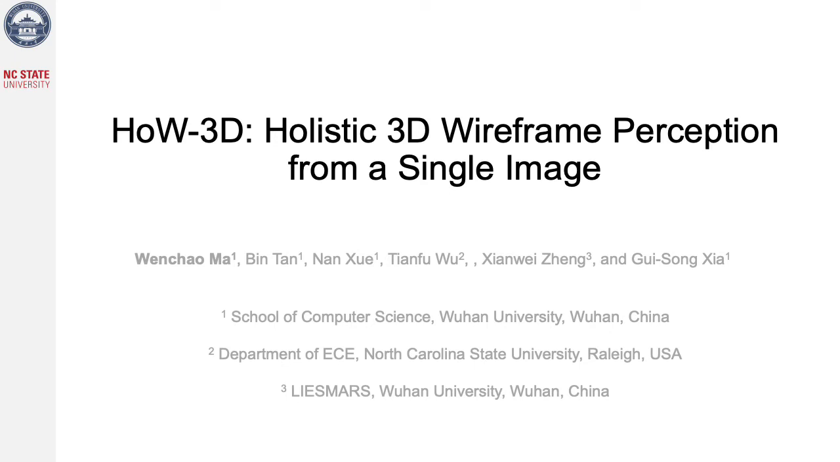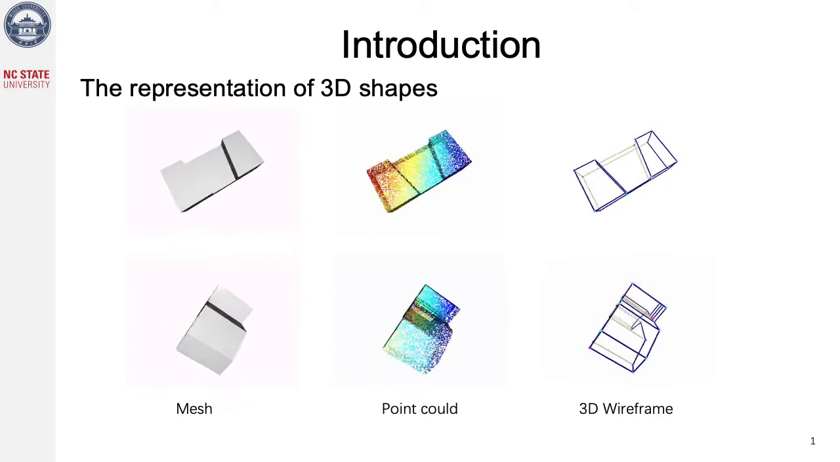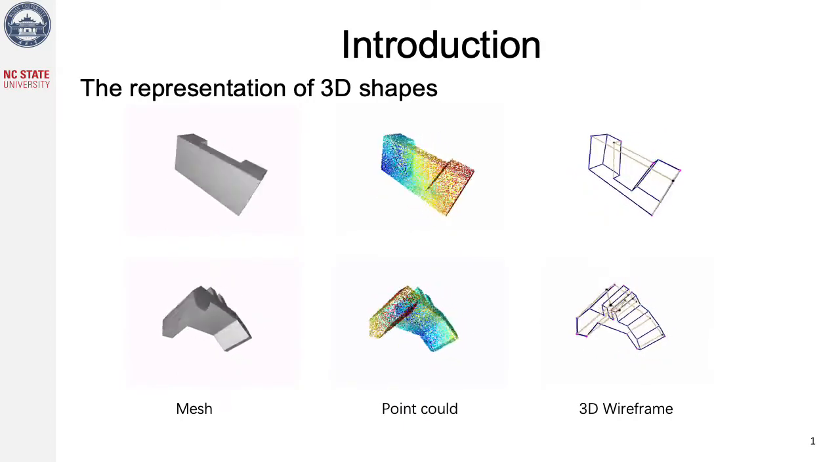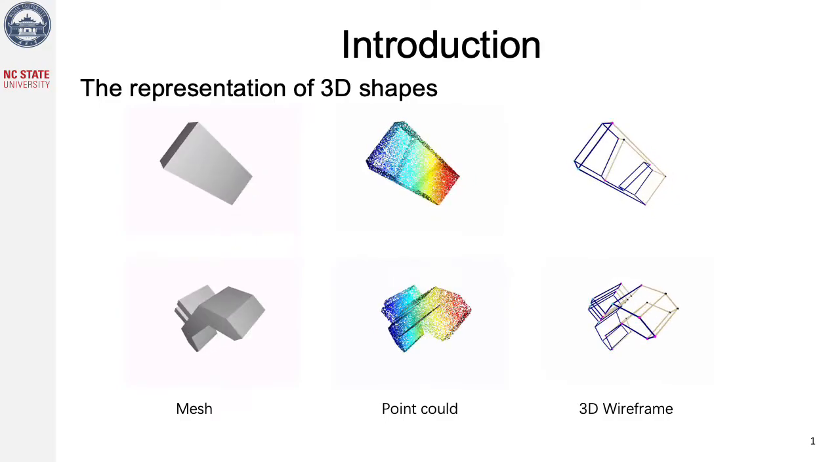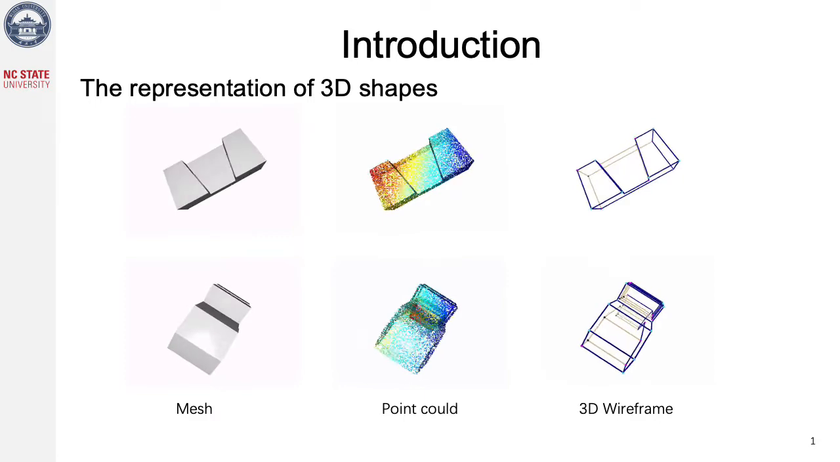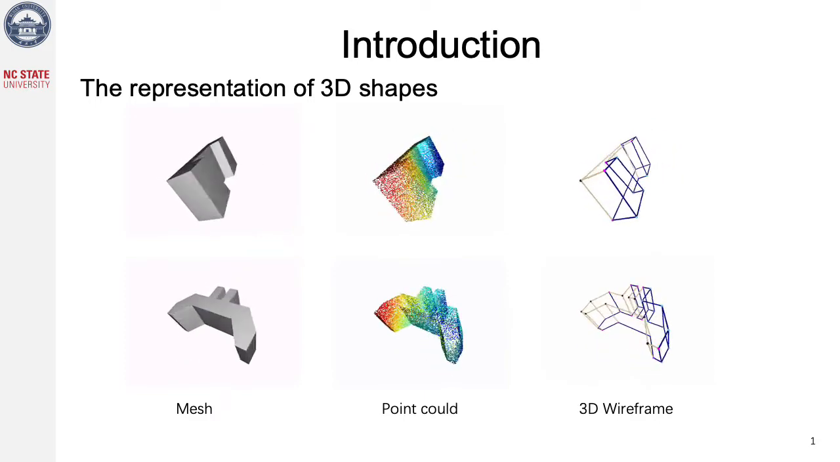I am presenting our work, HoW-3D, Holistic 3D Wireframe Perception from a Single Image. There are many forms to represent 3D object shapes, such as meshes, point clouds, and 3D wireframes. Compared with other forms, the 3D wireframe provides a parsimonious representation for object understanding and manipulation.